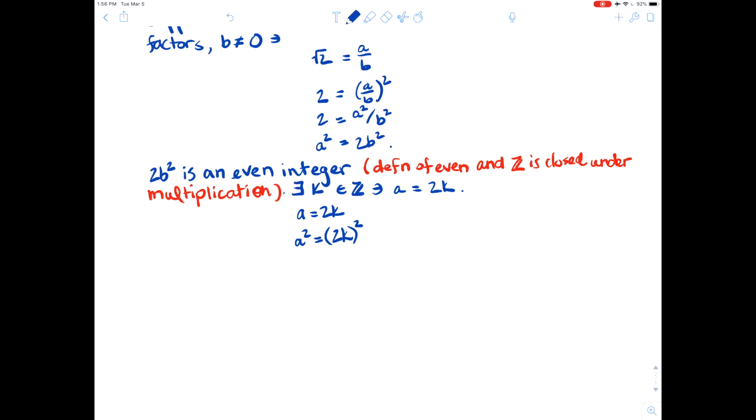Good. A squared would be 4k squared. And what did we have for a squared before? We had a squared was also equal to 2b squared, right? So by substitution, couldn't we say that 2b squared was equal to 4k squared? And then isolating b squared, do you see we would get 2k squared?